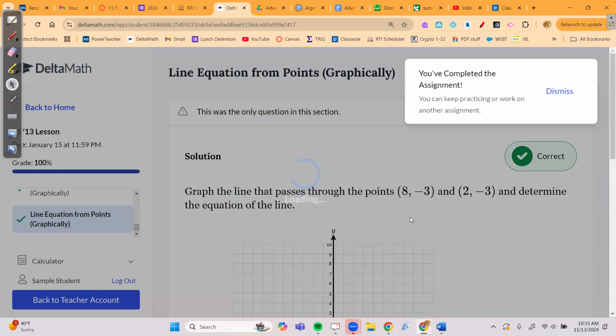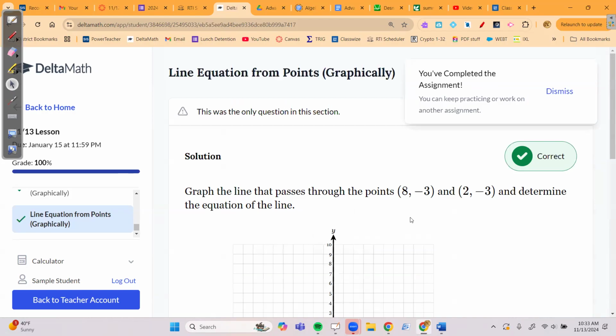You guys good? All right, so your assignment's on the old delta. Look at that. I completed the assignment. Woo! I'll keep my recording alive but paused.